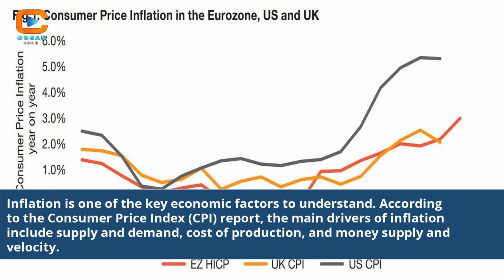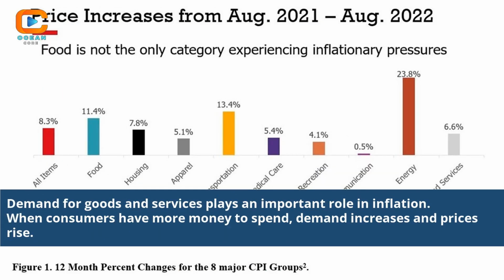Inflation is one of the key economic factors to understand. According to the Consumer Price Index, CPI Report, the main drivers of inflation include supply and demand, cost of production, and money supply and velocity. Demand for goods and services plays an important role in inflation. When consumers have more money to spend, demand increases and prices rise.